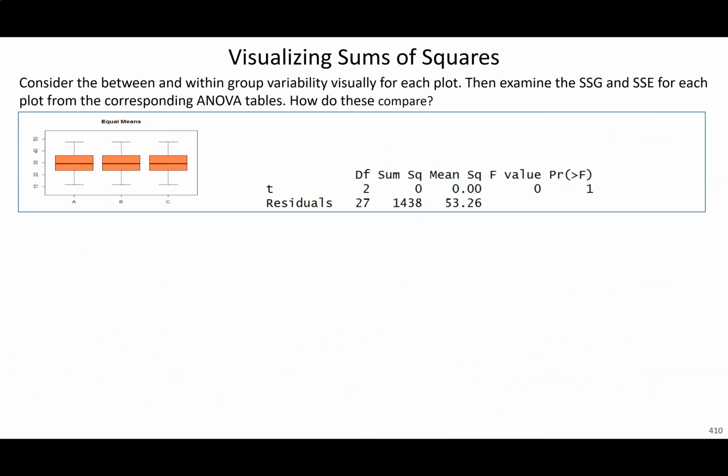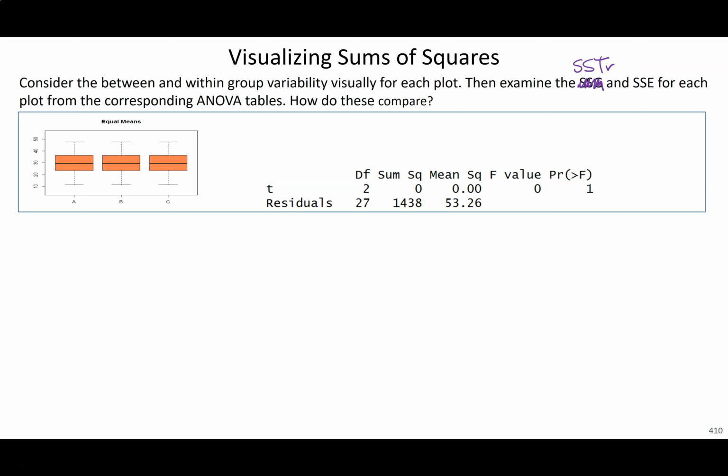So now we're going to compare here. We're going to look at between and within group variability for each plot. And this is SSTR. Sorry, I used G before for groups. If you see G anywhere, just know that I was using it for treatment. Know that WebAssign will use TR for each of these.